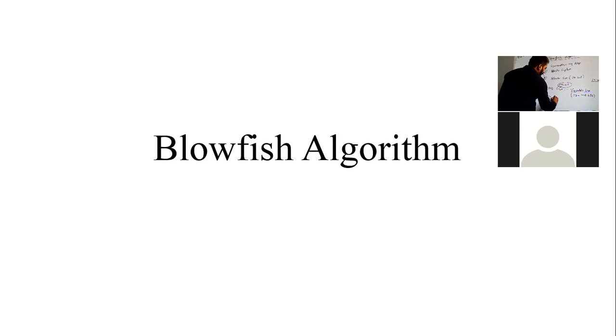Number of subkeys. In blowfish algorithm, we have two types of key. One is a key that is provided with the plain text, and another is the subkey, which is named as P array. Number of subkeys is 18. We have a total of 18 subkeys, named as P array. Okay, remember this thing.